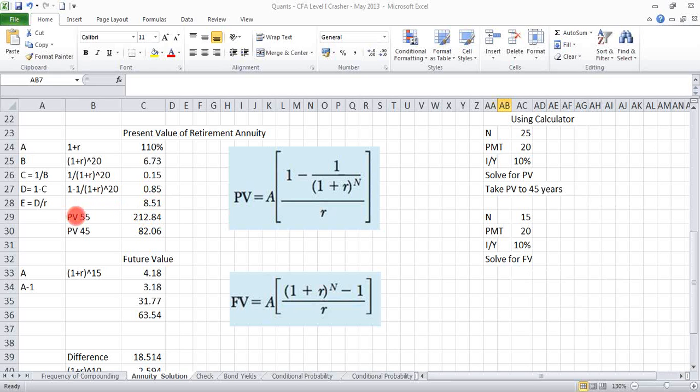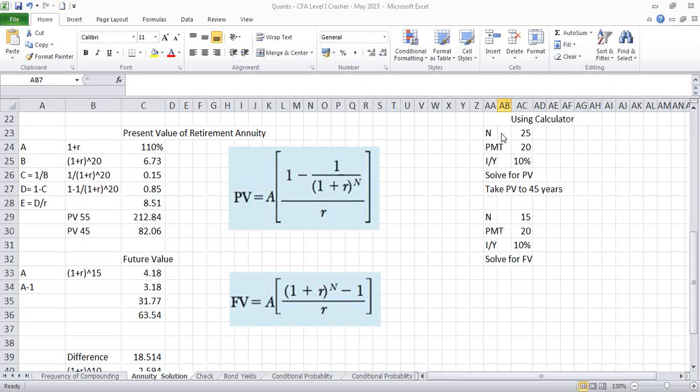This is the present value at 55 years. Remember, we have to take it back to 45 years. So I take this number and discount it by another 10 years. How do I do that? I just take this number and discount it by 1 plus r to the power 10 to get 82.06 million, which is the present value of all the annuities that I will need post my retirement at 55, at the age of 45. This is at the age of 45, remember.